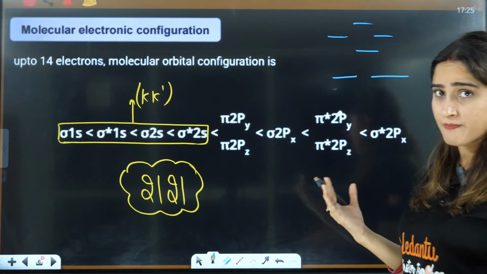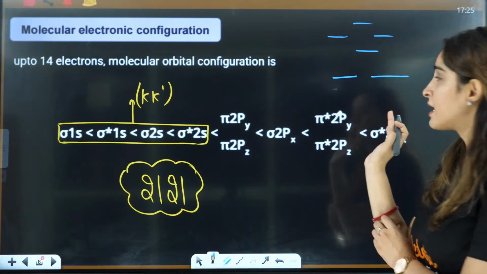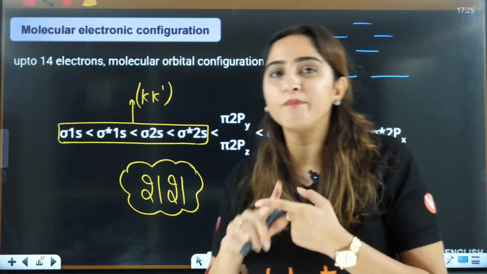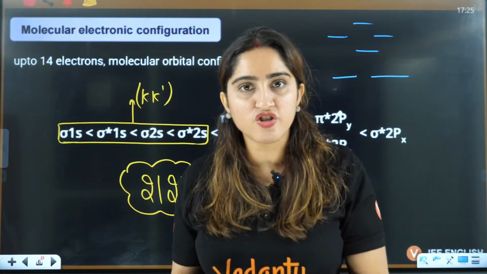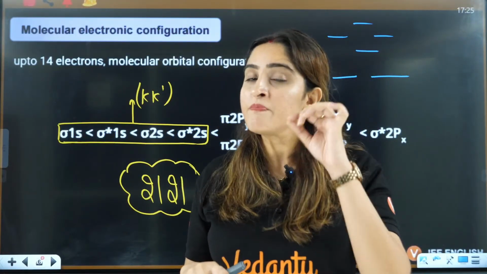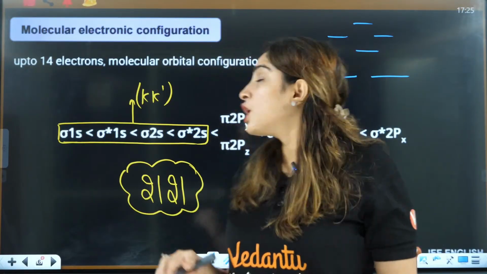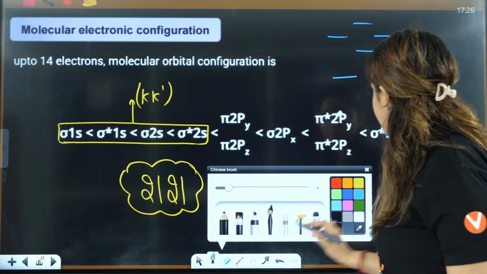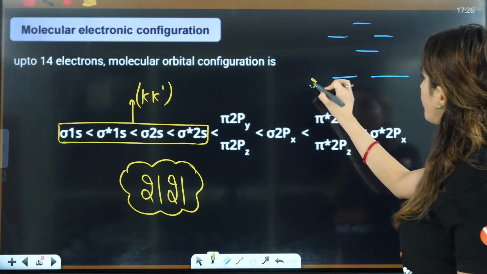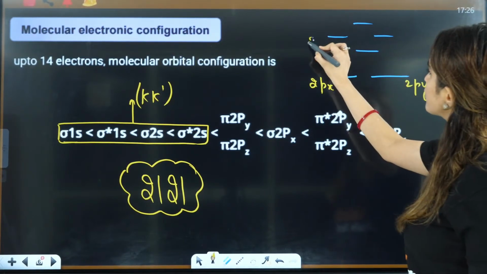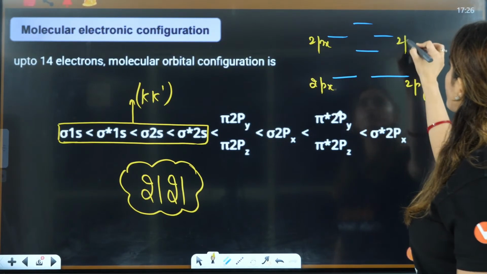This is how you should remember it rather than remembering it like this. Always 2 means px and py will always have the same energy. They are degenerate orbitals. Pz has different energy, right? So when you have degenerate orbitals, write it 2px, this is 2py, this is also 2px, this is also 2py.